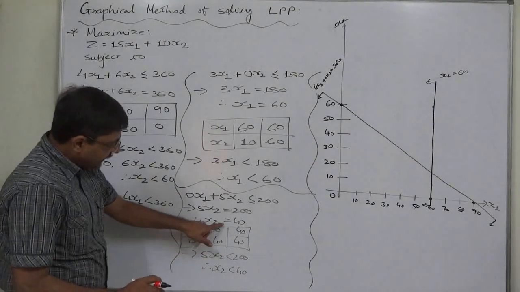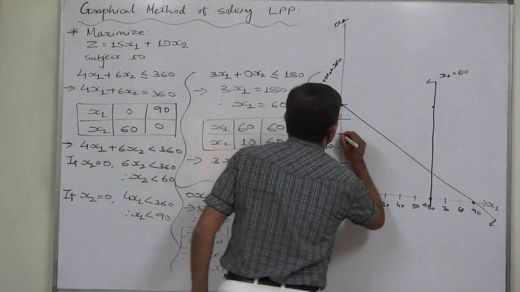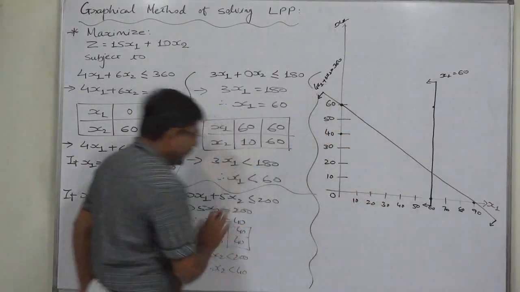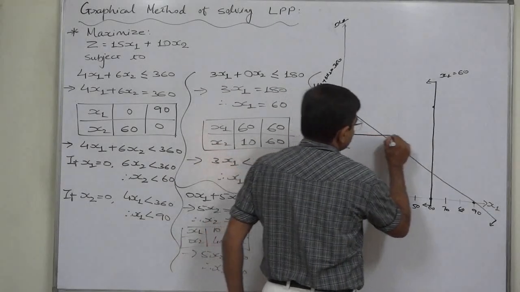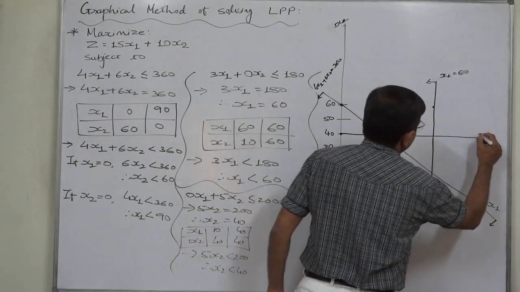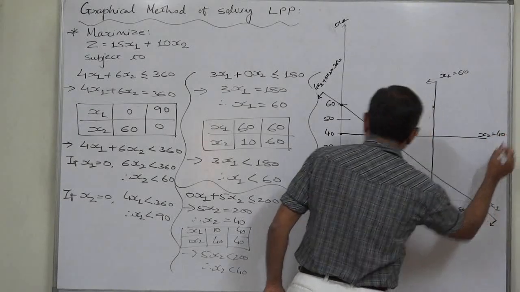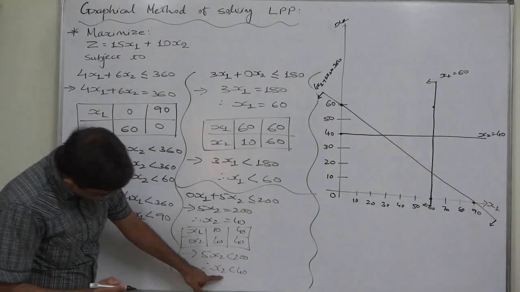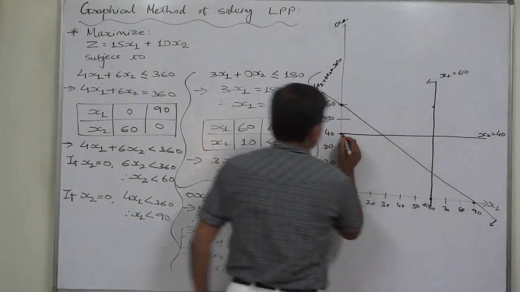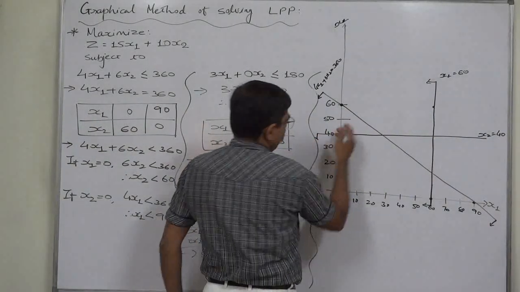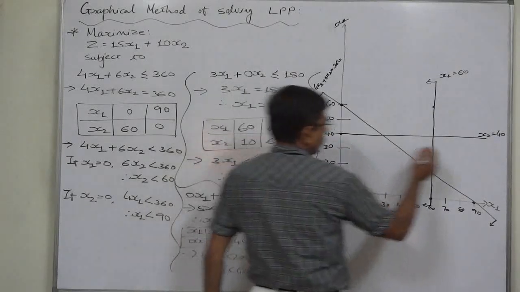Similarly, in this case, x2 is 40. Okay, x2 is 40. There is no x1, so the line will go parallel to x1. x2 is equal to 40. And again the inequality is x2 less than 40. Less than 40. Yes, sorry. 40 or less.